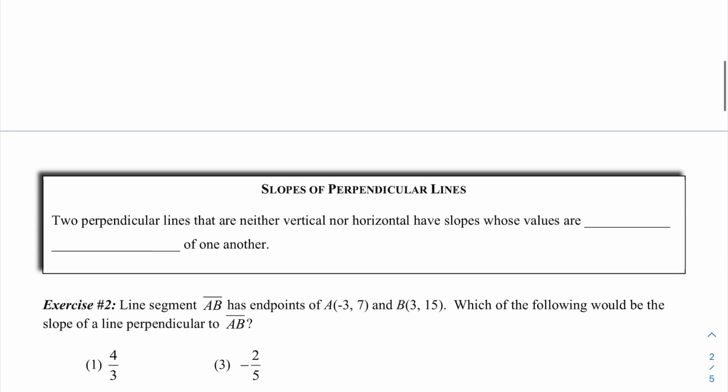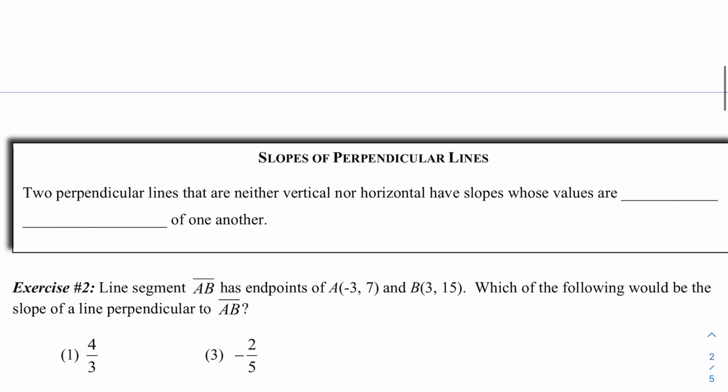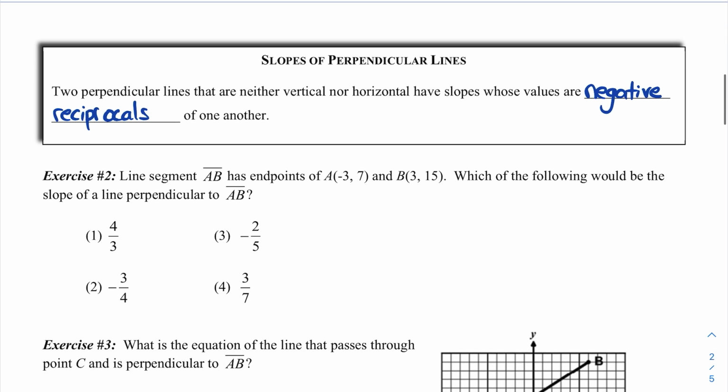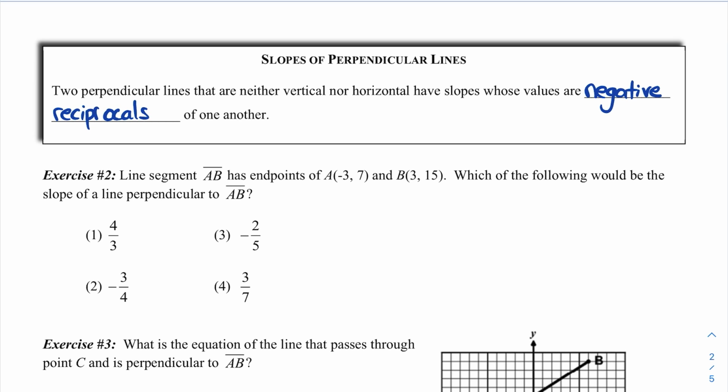All right, so here's our definition again. Two perpendicular lines that are neither vertical nor horizontal have slopes whose values are negative reciprocals of one another. Okay. Line segment AB has endpoints A(-3, 7) and B(3, 15). Which of the following would be the slope of a line perpendicular to AB?